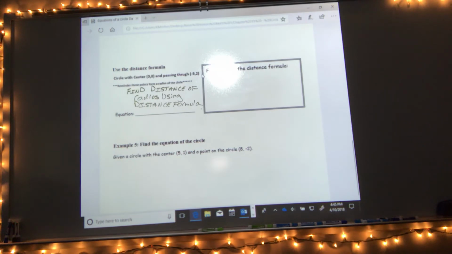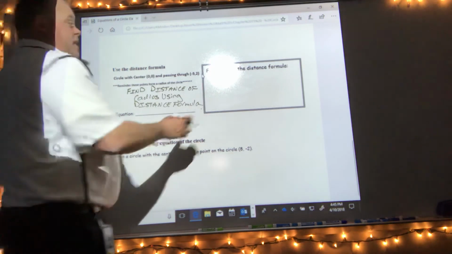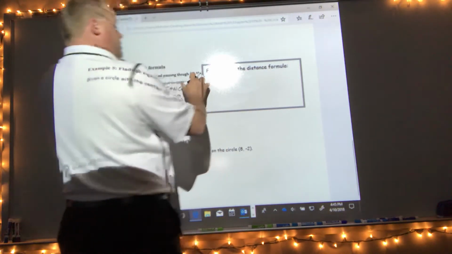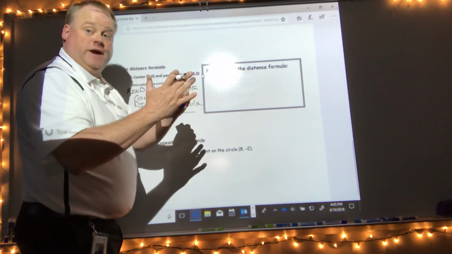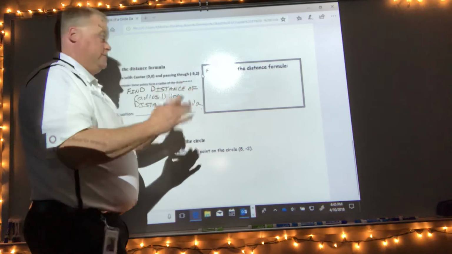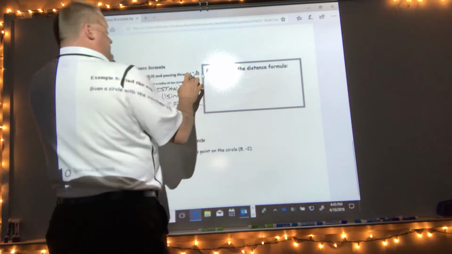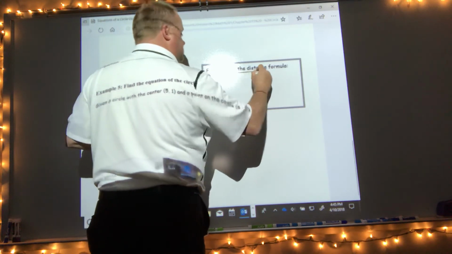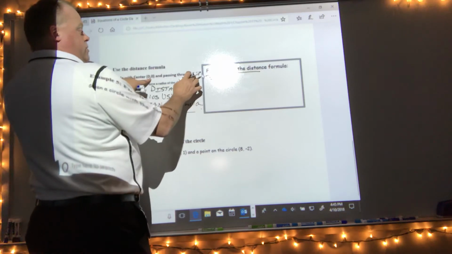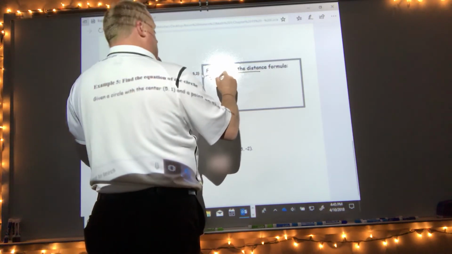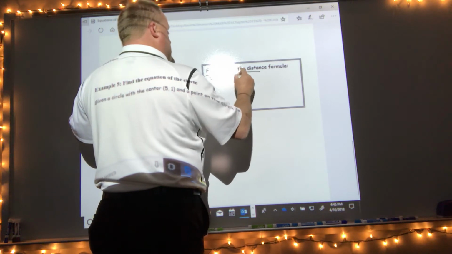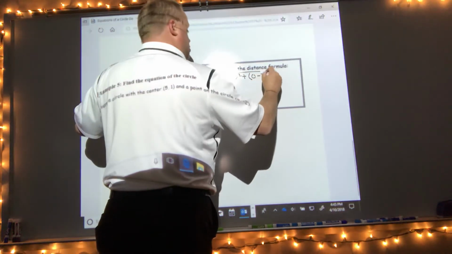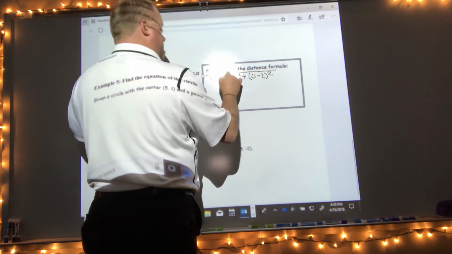So here we go. Find r squared using the distance formula. So I have 2 points. So I want r squared. Well, really, I'm finding r first, right? I'm not finding r squared first. I'm finding r first. So I know that the distance, my radius, so r equals the distance between 0, 0, and negative 5, 2. So 0 minus a negative 5 squared plus 0 minus 2 squared. That negative and negative become a positive.